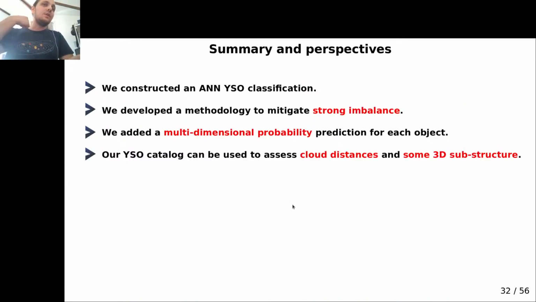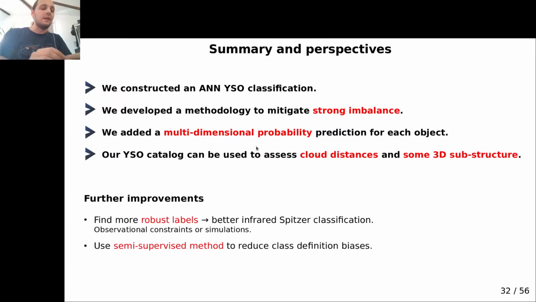So here is a quick summary of this first part. We constructed a neural network WISO classification. I explained that we developed a methodology to mitigate the strong imbalance that we observed in this case, and that we added a multidimensional probability prediction for each object. And this catalog can be used to assess at least cloud distances and in some cases some 3D substructures, like in the case of Orion.